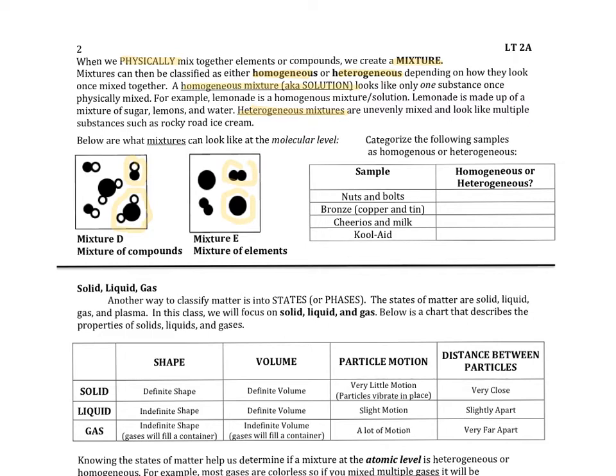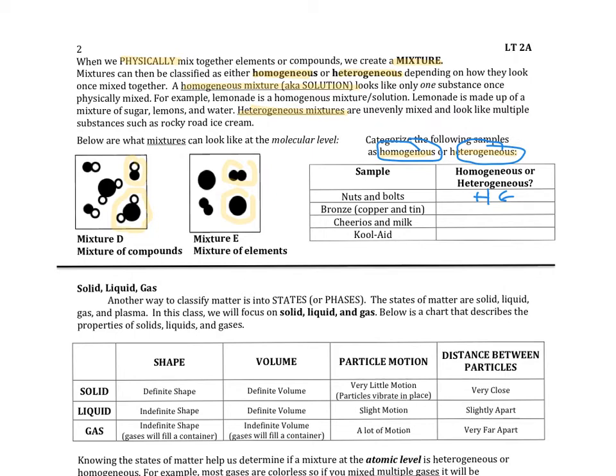So now we've got another table here where we need to categorize the following samples as homogeneous or heterogeneous. Let's go through and figure out which one would be evenly mixed, as in homogeneous, or unevenly mixed as heterogeneous. So first we have nuts and bolts. Those would be two different things. We would assume that those are unevenly mixed, so it would be heterogeneous. I'm going to abbreviate that HE.